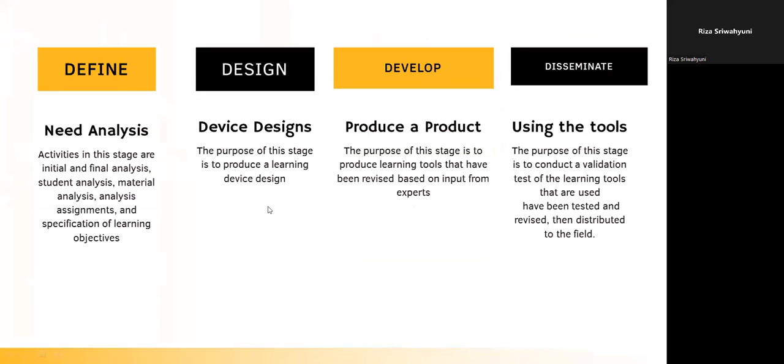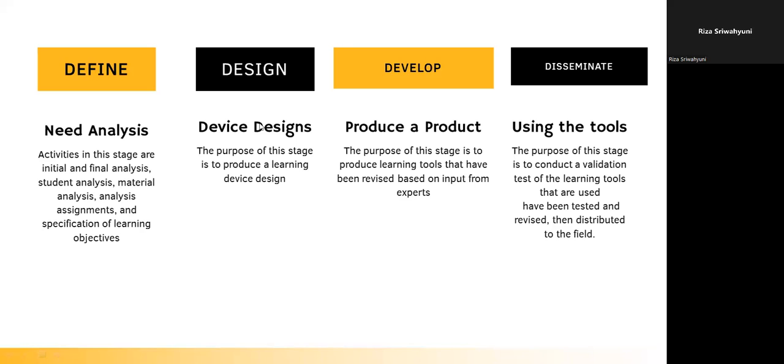There are 4 stages here. The first is define, and then design, the third is develop, and the last is disseminate. In define, we can conclude that it is need analysis. Activities in this stage are initial and final analysis, student analysis, material analysis, analysis assignment, and specification of learning objective.